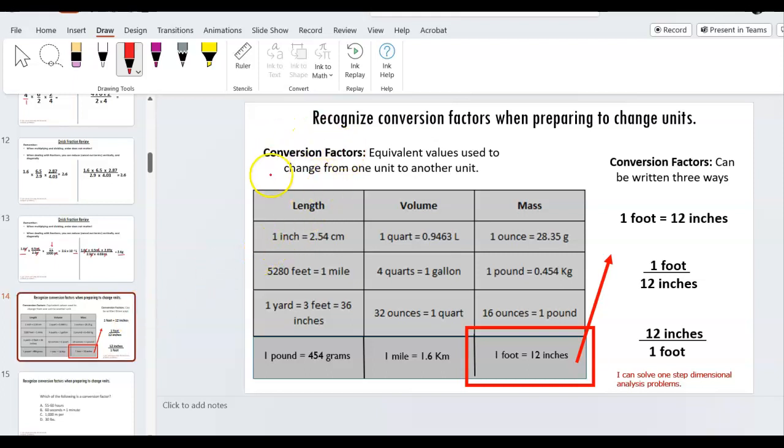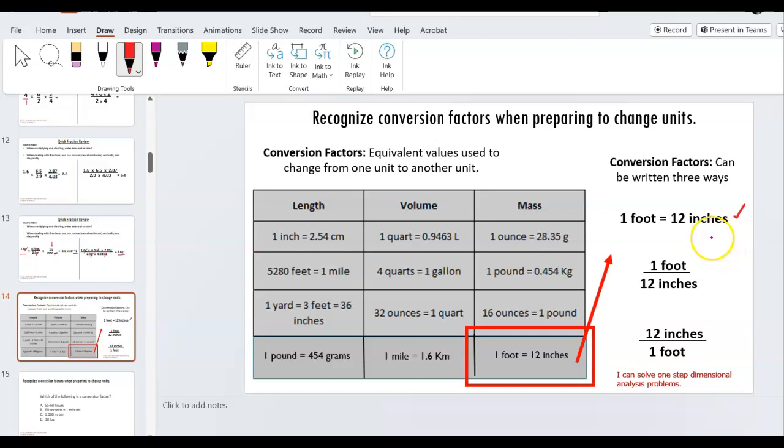Conversion factors are equivalent values used to change one unit to another. On the right-hand side is an example. A conversion factor is that 1 foot, for every 1 foot, you get 12 inches. So 1 foot is equal to 12 inches. Using that conversion factor, I can convert feet to inches or inches to feet. That's the idea behind a conversion factor.